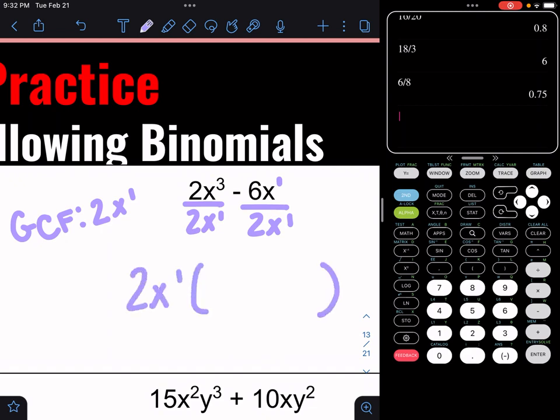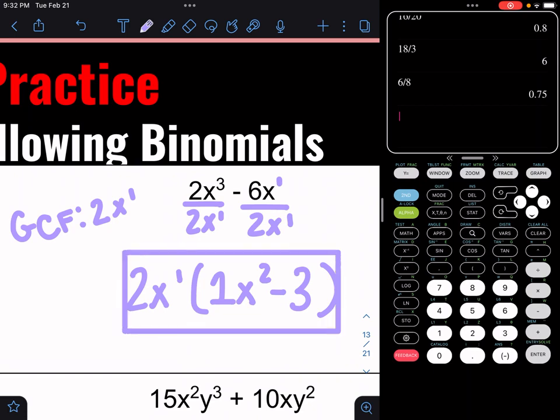Inside the parentheses we will have what we got from dividing. 2 divided by 2 is 1. Then we'll have x. 3 minus 1 is 2. Bring down the minus. 6 divided by 2 is 3. And the x's would go away because 1 minus 1 is 0. They go away. You technically don't have to write any of the ones because those are already understood, but it's fine if you do. But on a multiple choice, you'll see this answer as 2x, x squared minus 3. Both of these answers are perfectly correct.